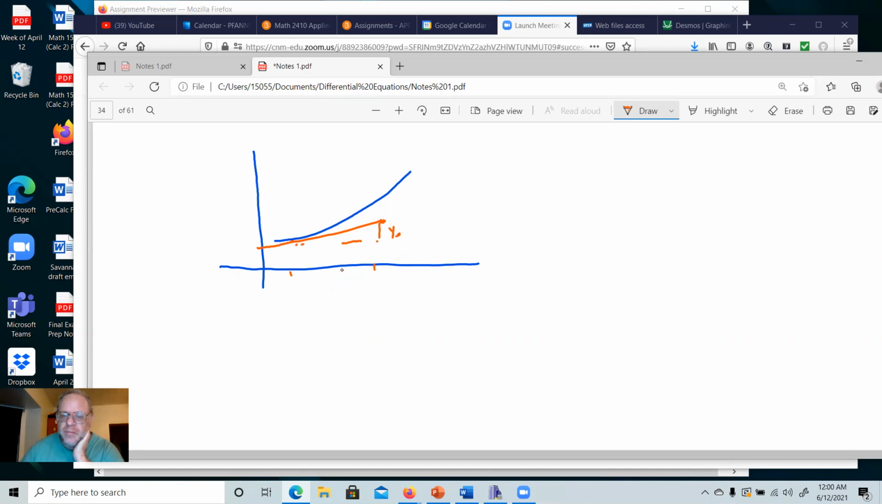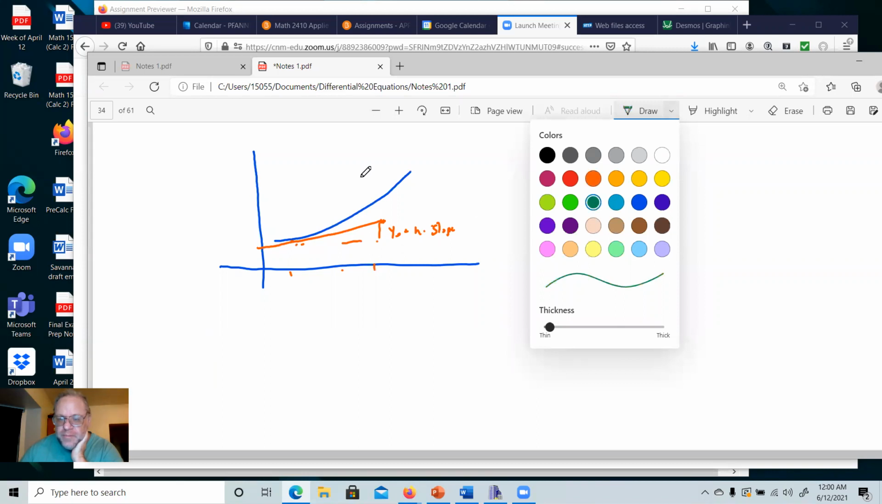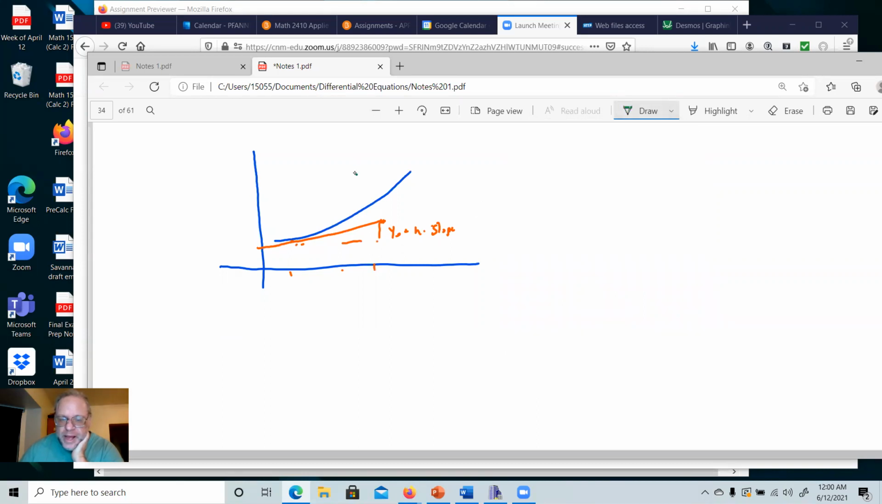With this, our y naught plus our h times our slope. That's this little bit here. And then from here, we're going to reevaluate, and we're going to get a different slope, okay? And then so on. And that was our Euler's method. And we're going to just keep going with it.